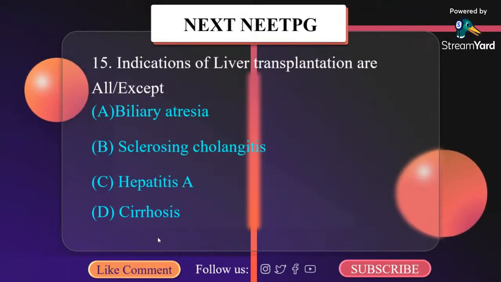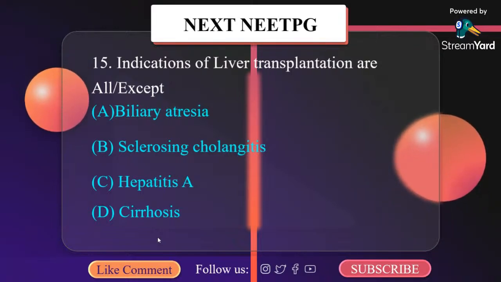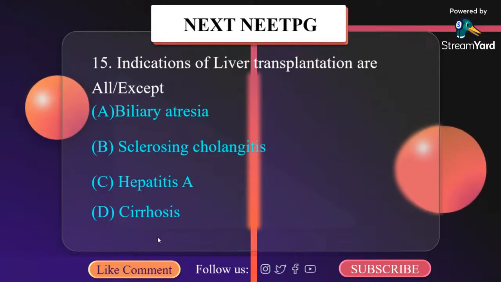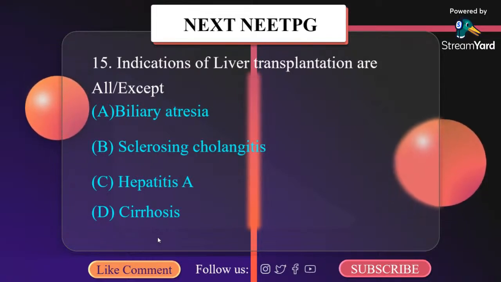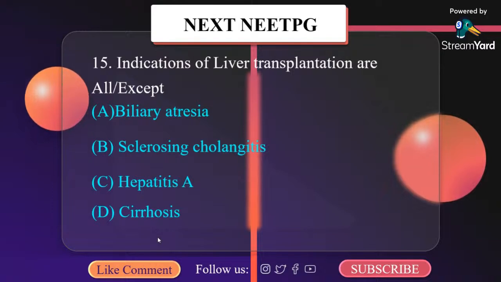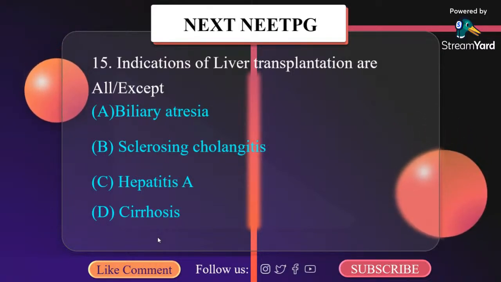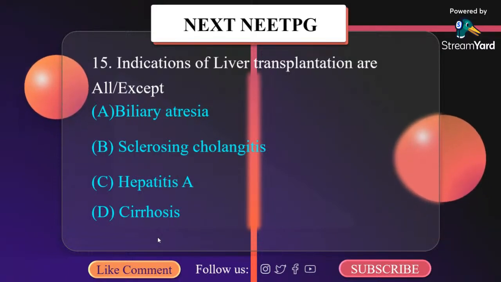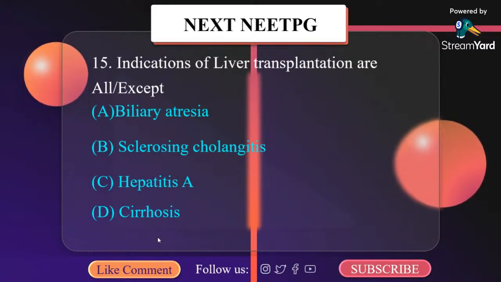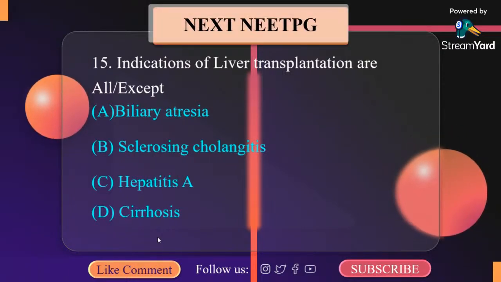Chronic hepatitis C and alcoholic liver disease are the most common indications for liver transplantation of all adult candidates who undergo the procedure. So in children, it is biliary atresia, whereas in adults, it is chronic hepatitis C and alcoholic liver disease. So the correct answer here is hepatitis A. In hepatitis A, you don't do liver transplantation.